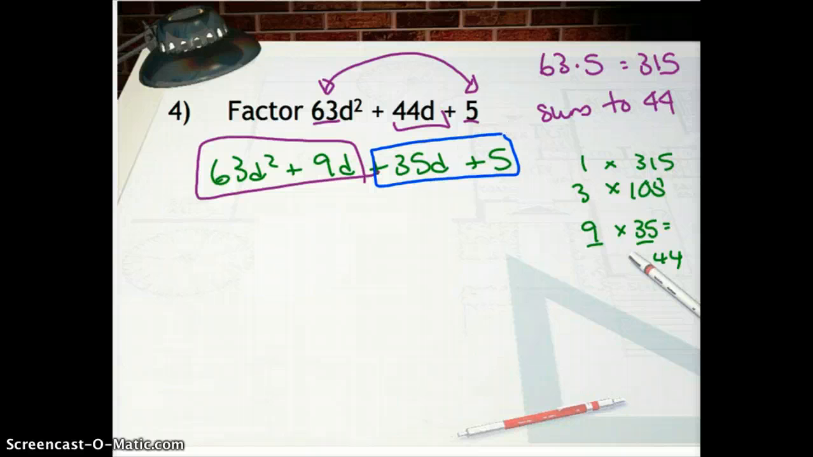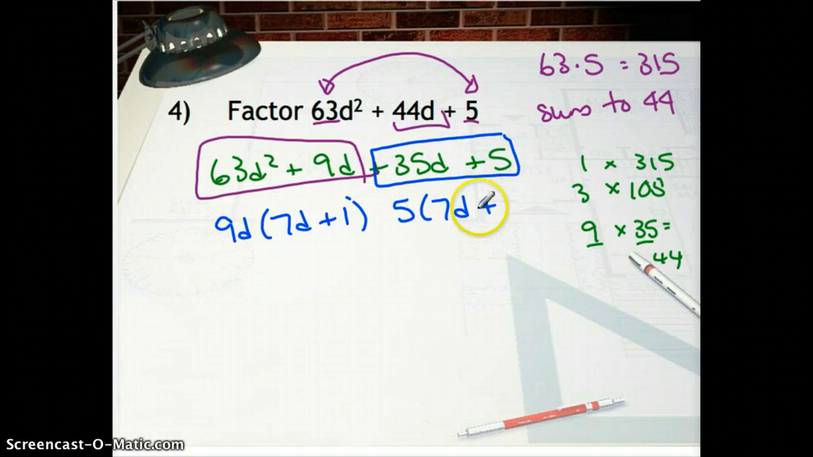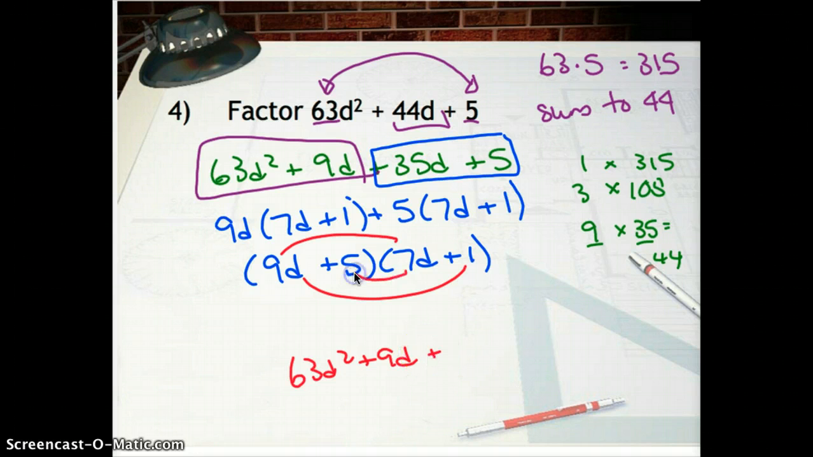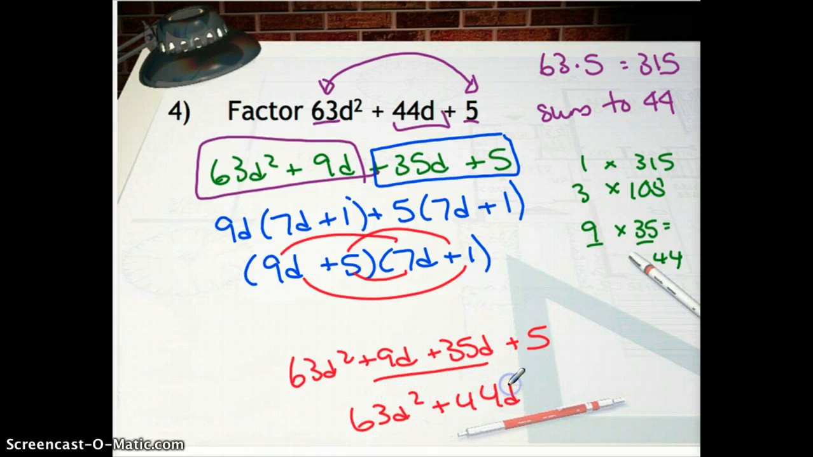So I'm going to find the GCF of each term. It looks like here 9d actually goes into both. That's times 7d plus 1. And then here it looks like 5 goes into both, and that's also times 7d plus 1. So when I factor this, I get the quantity 9d plus 5 times the quantity 7d plus 1. And if I check that, that's 63d squared plus 9d plus 35d plus 5. And lo and behold, that's 63d squared plus 44d plus 5. So it looks like I checked out just like I wanted to.